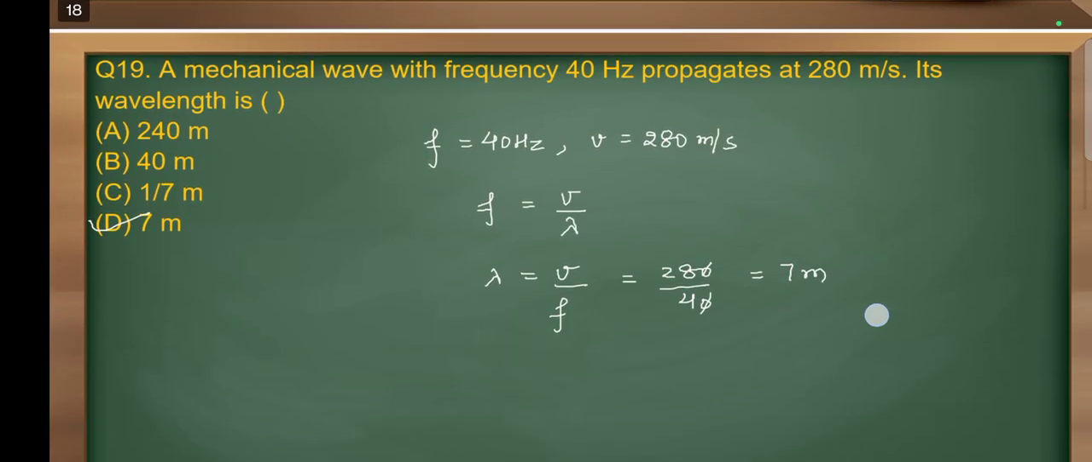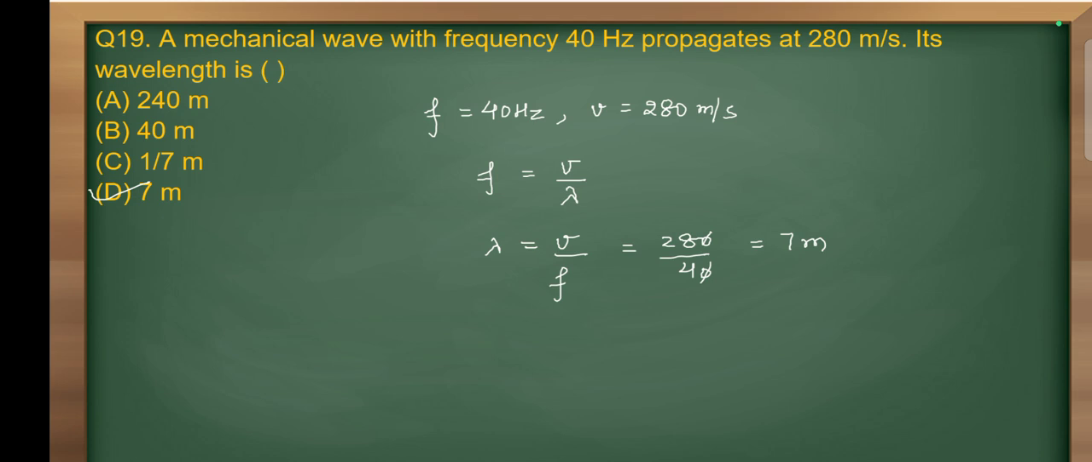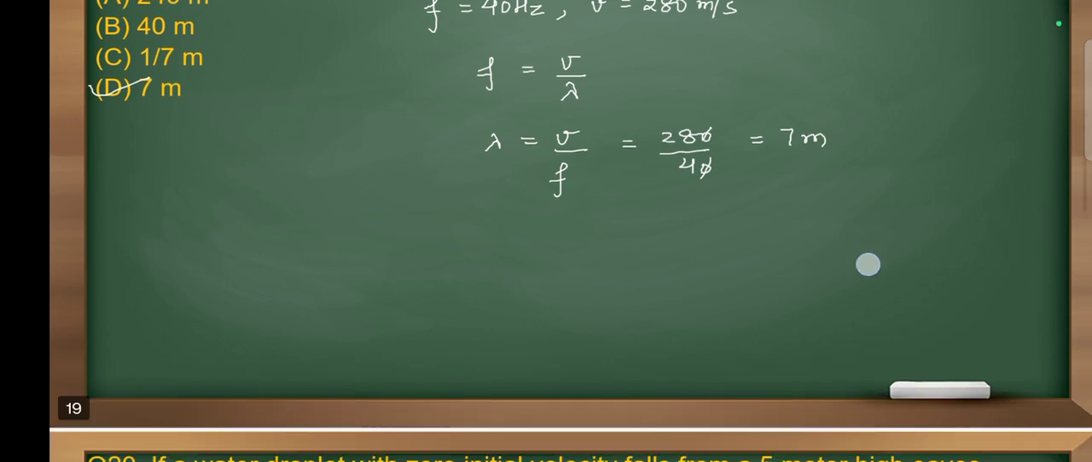Question number 19. A mechanical wave with a frequency of 40 Hz propagates at 280 meter per second. Its wavelength is. Here frequency is given as 40 Hz and velocity is given as 280 meter per second. We know that velocity is equal to frequency times wavelength, so wavelength will be equal to velocity by frequency. We will put the value of velocity, that is 280, and frequency, that is 40. When we solve this, it will become 7 meter. So option D is correct.